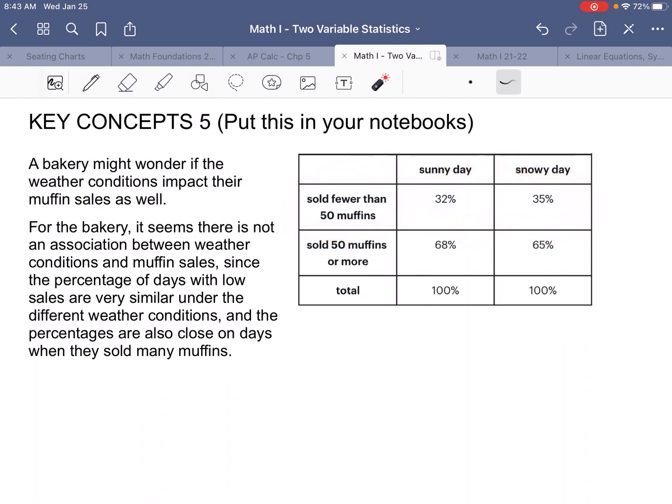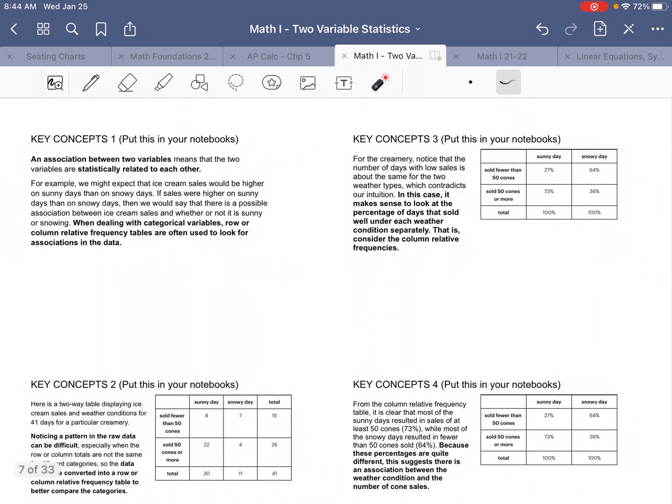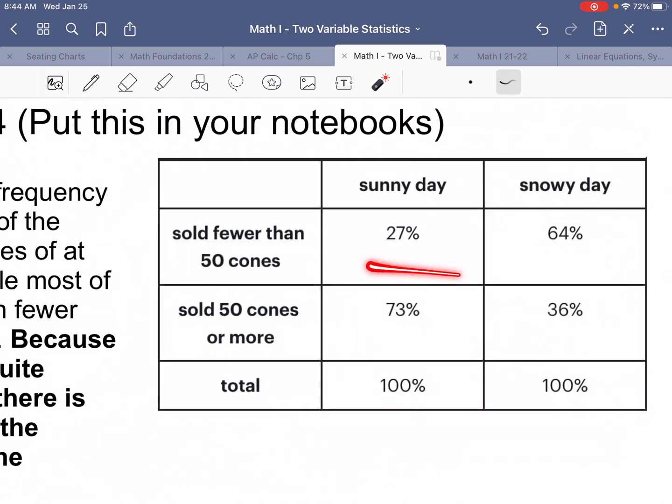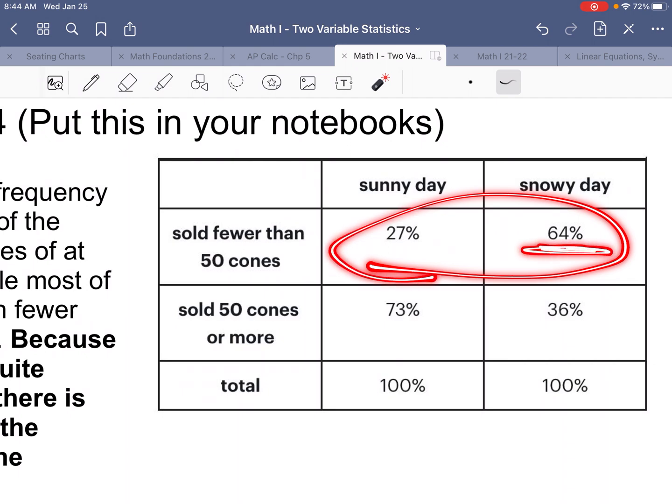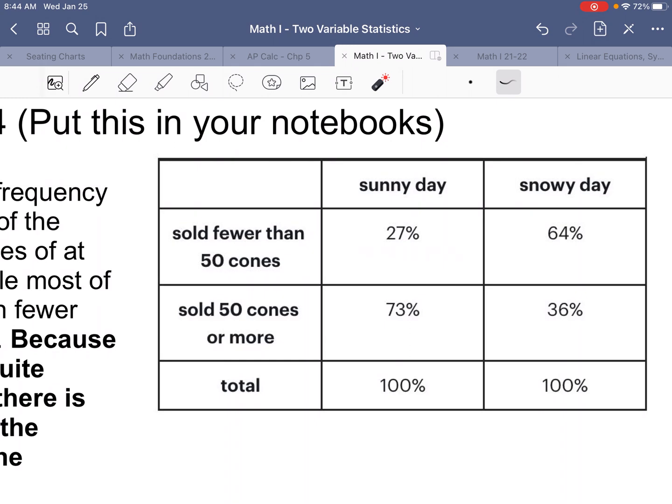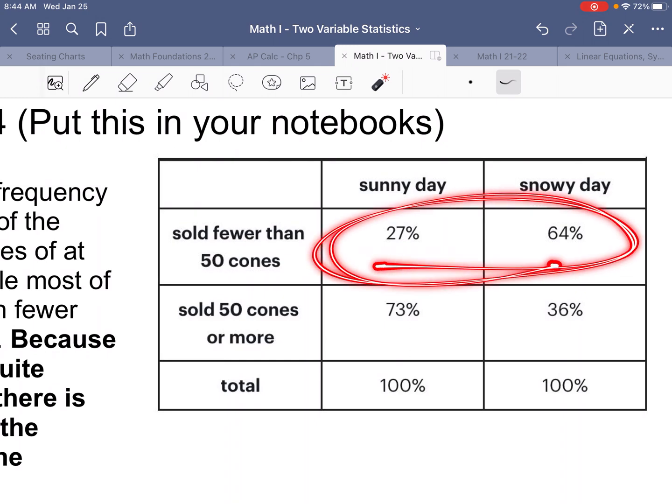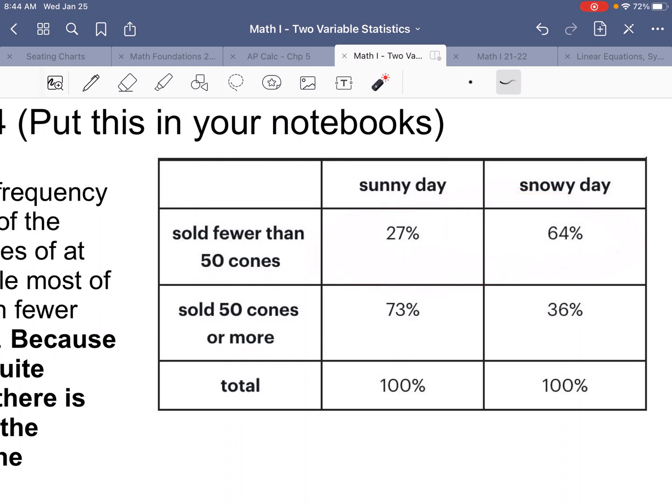What it seems like is there's no causal relationship here. There's no association between these two things. We can't say that the number of muffins being sold necessarily relates to the weather that day, the way that it was with ice cream. I mean, here we can see that 64% of snowy days sold fewer than 50 cones. These numbers are so different that we would say that it seems that there's a link between sunny days and snowy days.